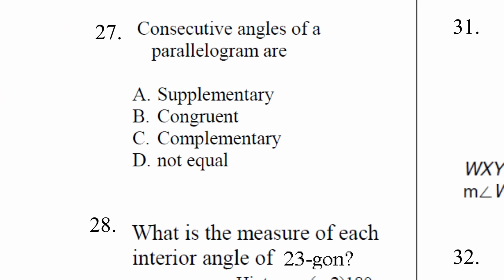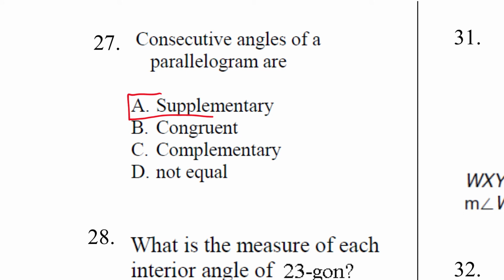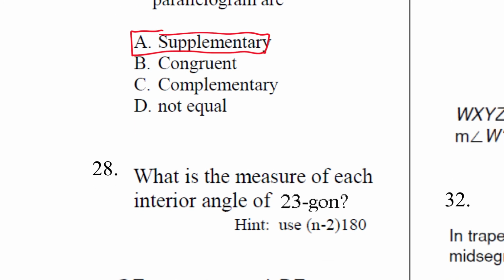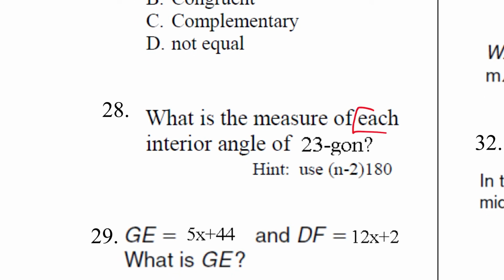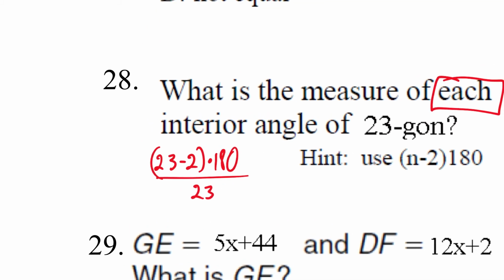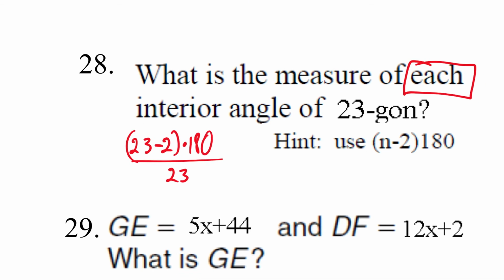All right. 27, consecutive angles are supplementary. Okay, on this one it says find the measurement of each. So what you're going to do on this is you're going to do 23 minus 2 times 180. That'll give you the total. Then you're going to divide that by 23 to figure out how big one of them is. So (23 minus 2) in parentheses times 180 divided by 23 will tell you how big each angle is.